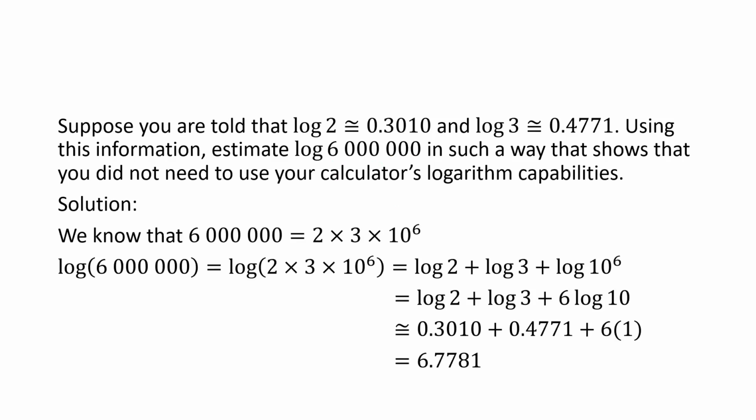What we can do instead is realize that 6 million is 2 times 3 times a million, which is 10 to the 6. So the log of 6 million is the log of 2 times 3 times 10 to the 6. Well, that's equal to the log of 2 plus the log of 3 plus the log of 10 to the 6. I can then take that 6 and put it in front, and I've got the log of 2 plus the log of 3 plus 6 times the log of 10. Well, let's think about this for a moment. Log of 10.